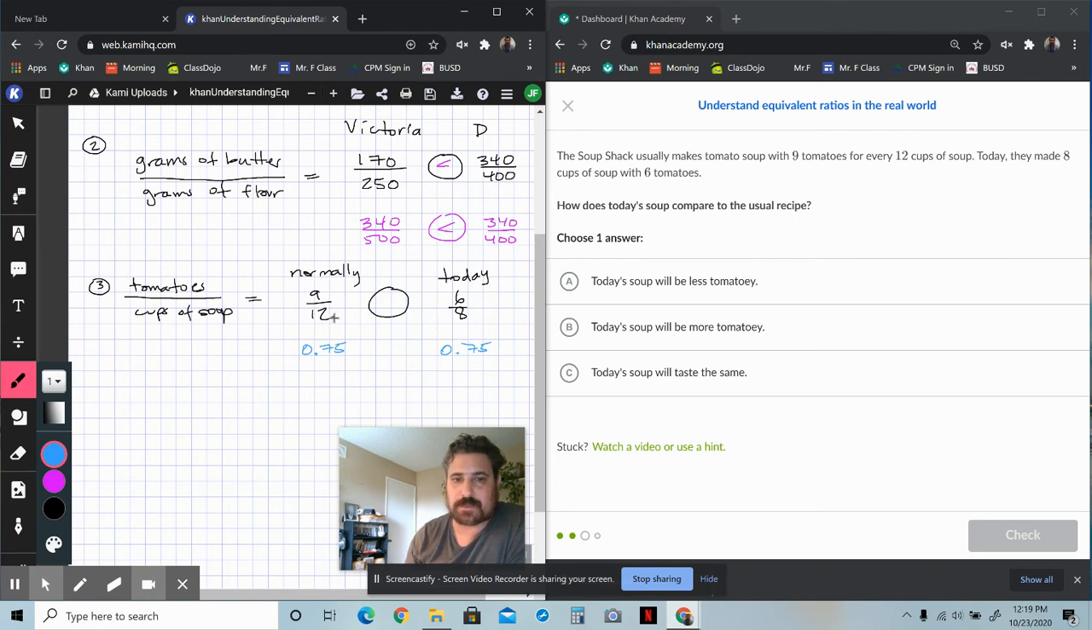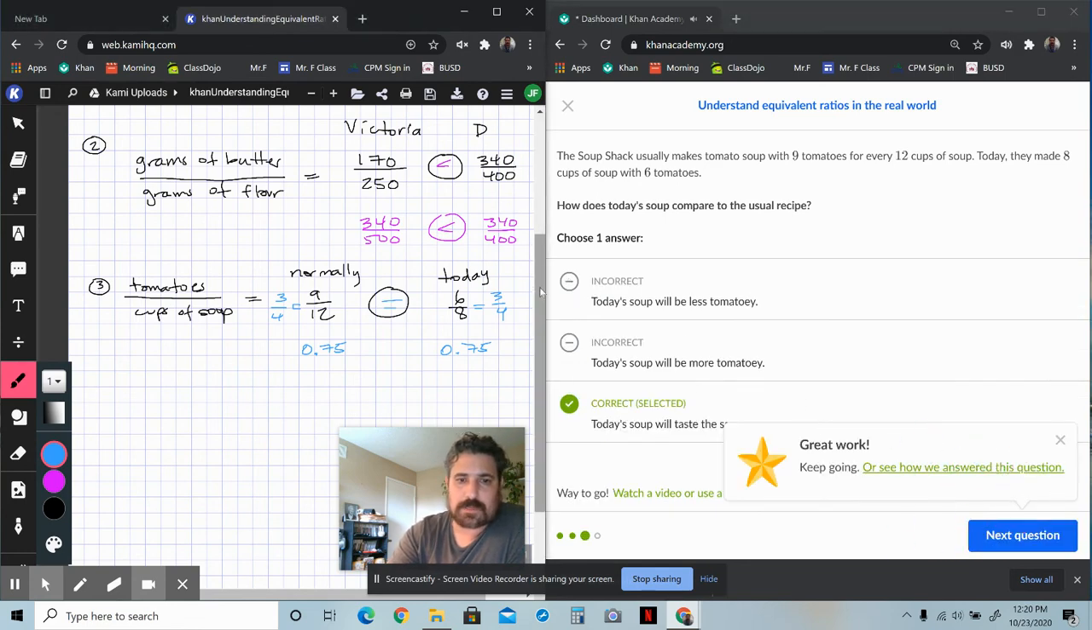Pretty simple, consistent, right? If you simplify this one, top and bottom, what do you get? Well, 9 divided by 3 is 3, and 12 divided by 3 is 4. That's simplified 3/4, 3 tomatoes for every 4 cups of soup. Over here, if you simplify it, divide top and bottom by 2, what do you get? 3/4, right? 3 tomatoes for every 4 cups of soup. So the ratio stays the same. These are equivalent ratios. So when it says here, how does today's soup compare to the usual recipe, you'd say they taste the same. So today's soup will taste the same. I agree.